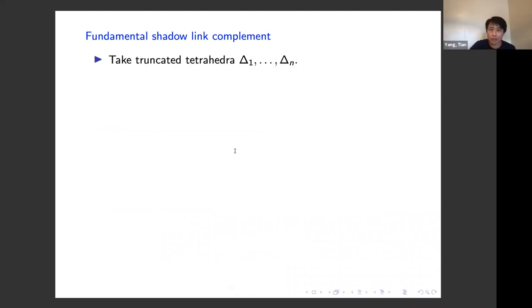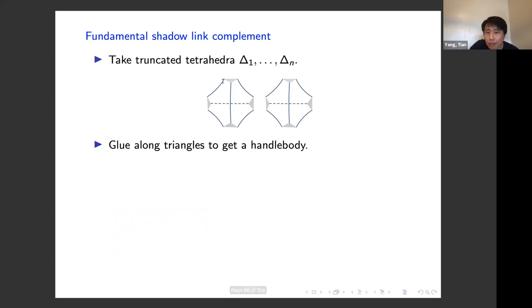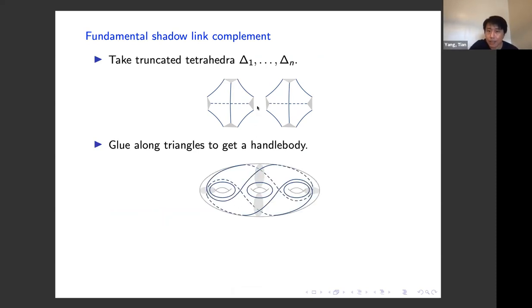The main building blocks are truncated tetrahedra. So you have a bunch of tetrahedra, and then you chop off the corners, okay? And then you glue them together along these pairs of small triangles. By doing this, you have a handlebody like this. And then the union of the edges will form some curves on the surface of the handlebody. So by gluing them together, you have a handlebody and you have curves on the surface.